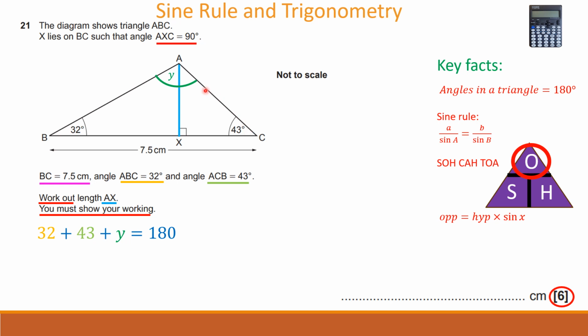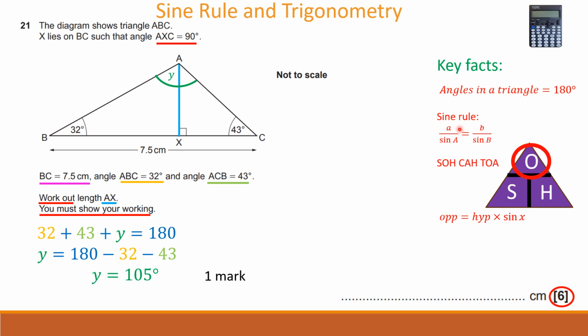We're first of all going to look at angles in a triangle. So 32 plus 43 plus my y is going to equal 180 degrees. So to get y on its own, I need to do the opposite to plus 32, which is take away 32, and the opposite to plus 43, which is take away 43. From here, you can type this in your calculator, and y will be 105 degrees. So this angle at the top is going to be 105 degrees. From here, I'm going to use the sine rule.